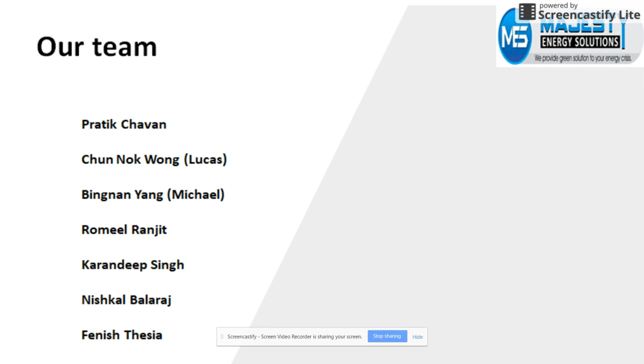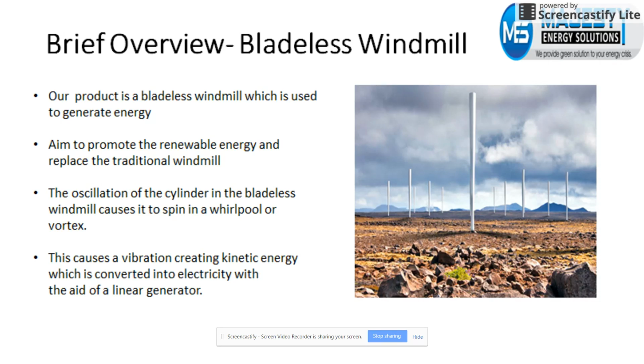Now, since this is our second video presentation for the unit Engineering Entrepreneurship, I will start by giving a brief overview of our product. Our product is a bladeless windmill, which is used to generate energy. This primarily works on the principle of vorticity. The oscillation of the cylinder in the bladeless windmill causes it to spin in a whirlpool or vortex. This causes a vibration, creating kinetic energy, which is converted into electricity with the aid of a linear generator.